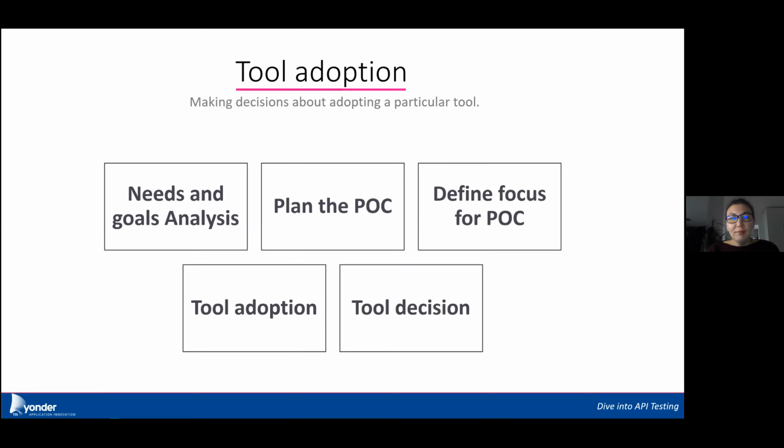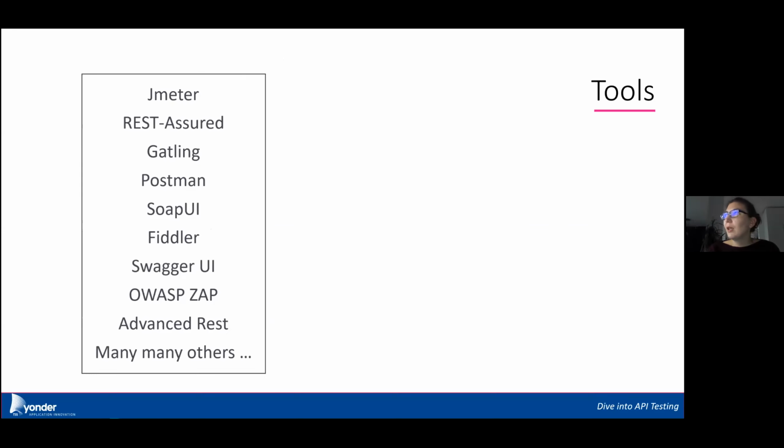Tool adoption: you analyze the result, and of course you take the decision that fits you. I put here some of the tools which are most used on the API level. I use a lot, and I really like, JMeter, Rest Assured, Gatling, and Postman. I really like those four tools and I really use them. But you can also use any other tools that are suitable for you.